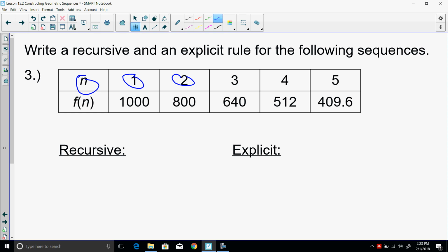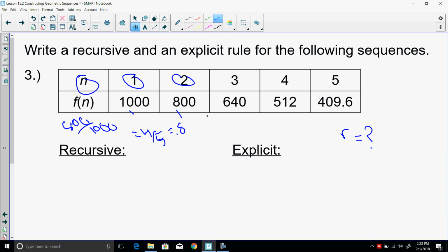The first thing I need to do, just like last time, is find my common ratio. What is that equal to? I do it the same exact way I did it before. I'm going to take this term and divide it by that term. So I take 800 divided by 1,000. If I want to, I can think of it as 8 over 10, which is 4/5, or that is the same thing as saying 0.8.